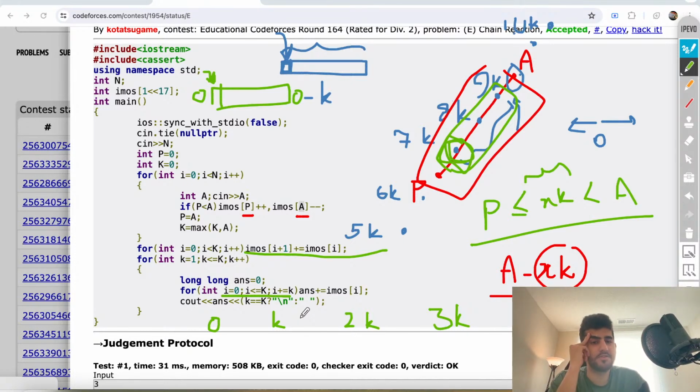This was a very beautiful solution. I really liked it. I wish I had a chance to think about this problem too. But we had limited time. But it was really interesting. This solution was really interesting.